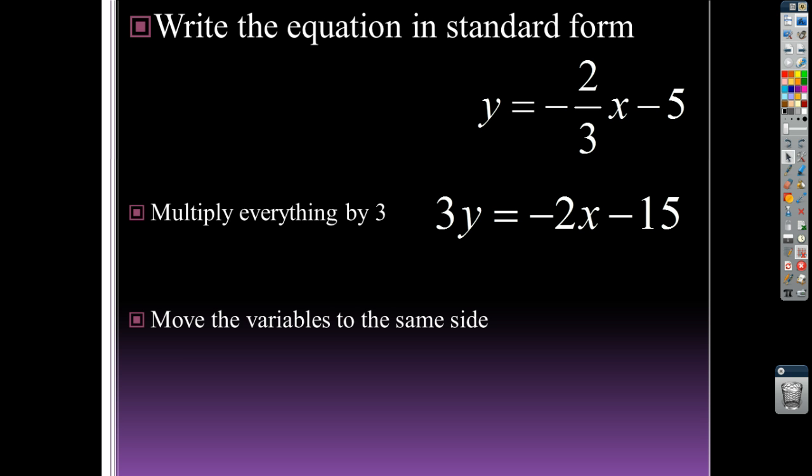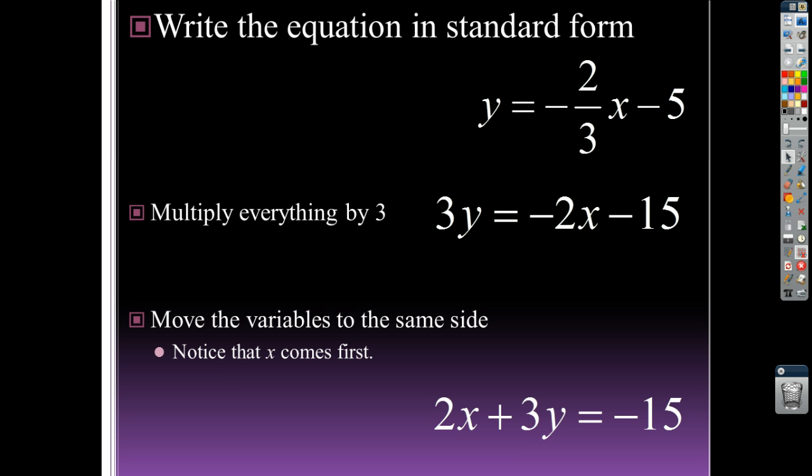All right, then we're going to move the variables to the same side. So I'm going to get that negative 2x, put it on the other side, becomes positive 2x, right? Or what I'm going to do is add 2x to both sides, would be another way of looking at it. So I got 2x plus 3y is equal to negative 15. There it is, standard form.